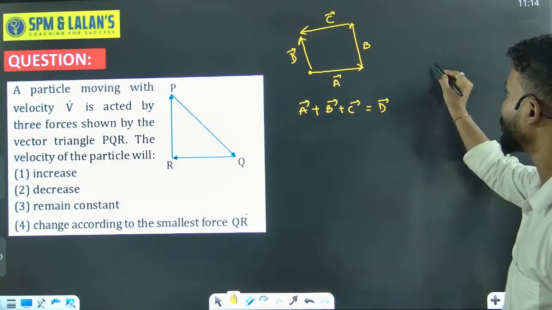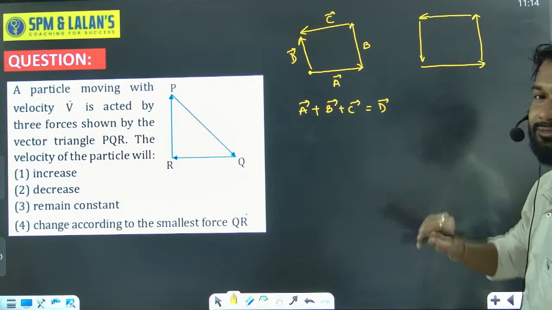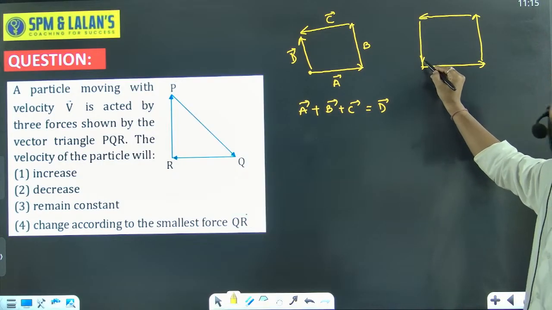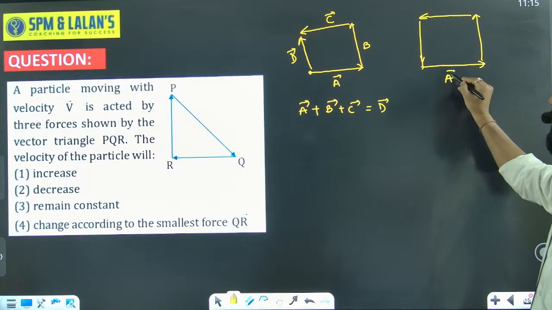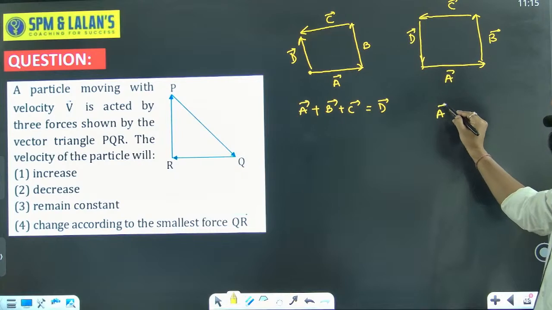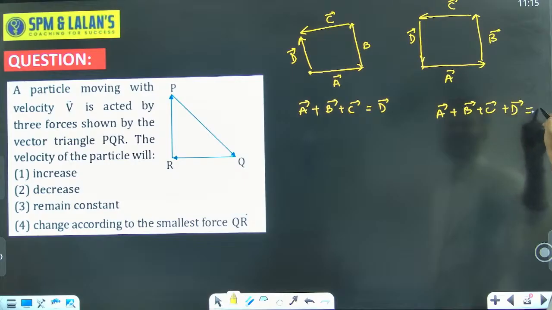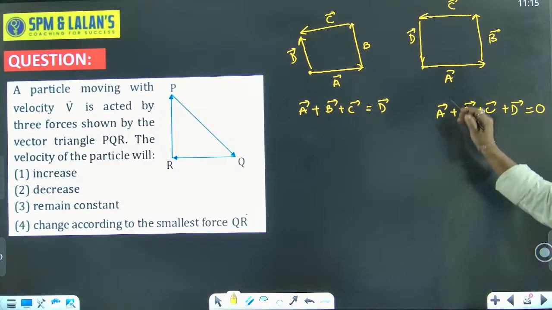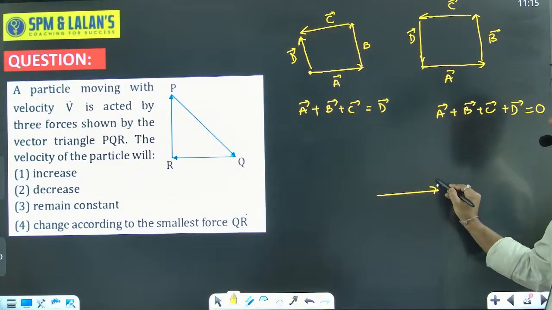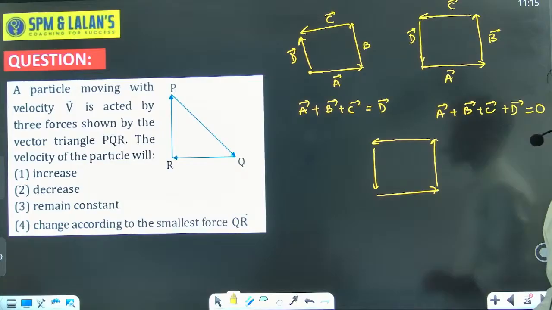But what if I form a closed loop, where all are joining each other? Then the initial and final point will be the same. So here we can write a vector, b vector, this is c vector, this is d vector. In that case, the resultant will become 0. So here is the concept: if any vectors are in continuous cyclic order like this, then the resultant is always equal to 0.